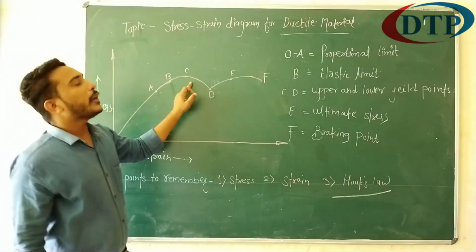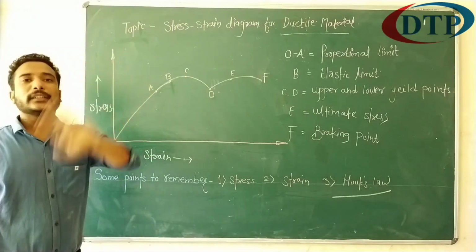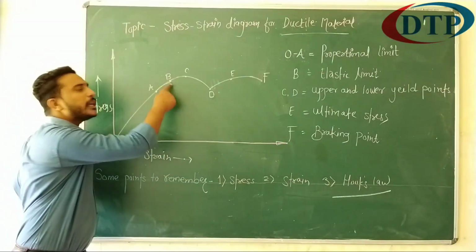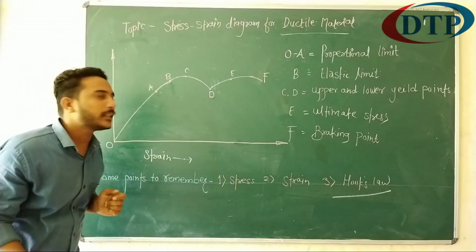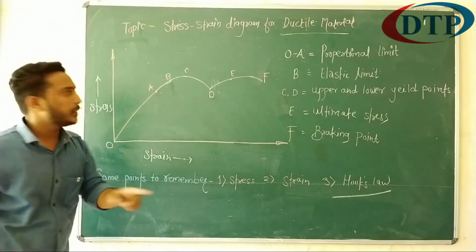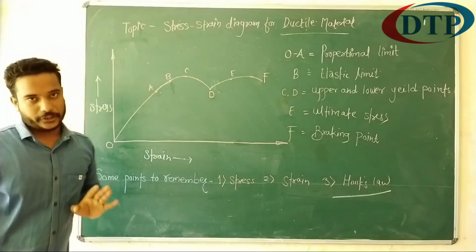But after point B, the material does not possess the property of elasticity. Up to point B only, the material possesses elasticity. After point B, the material transfers into the plastic stage.